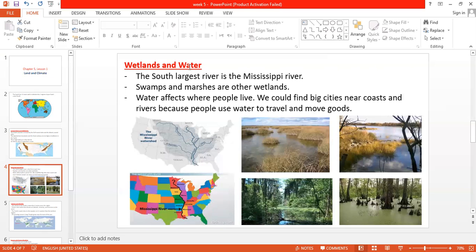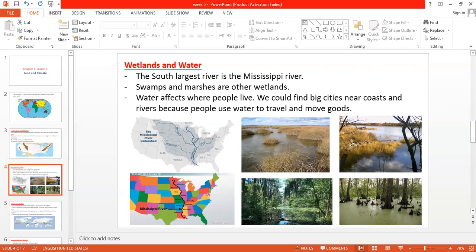What about wetlands? Wetlands like this picture, guys. All of these pictures are wetlands. Wetlands means land mixed with water, as you can see. So this is land with water, this is land with water. So here, guys, wetlands like swamps and marshes. Those pictures are swamps and those pictures are marshes. So swamps and marshes are wetlands, and there are many swamps and marshes in the south.